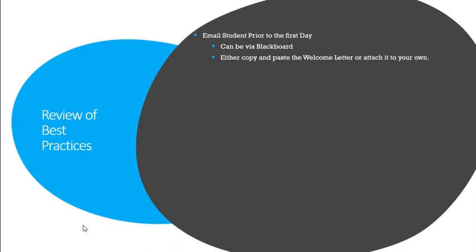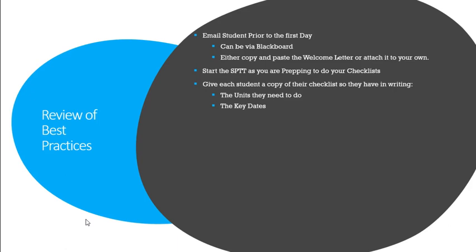Email students prior to the first day. This can be done via Blackboard. You can either copy and paste the welcome letter or attach it to your own email. Start the Sp19 as you are prepping to do your checklist. Give each student a copy of their checklist so that they have in writing the units they need to do and the key dates.